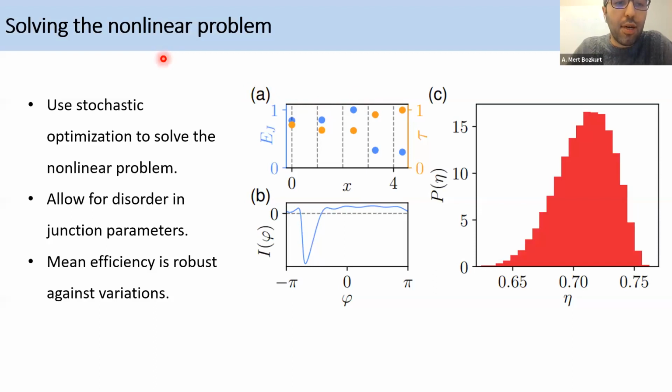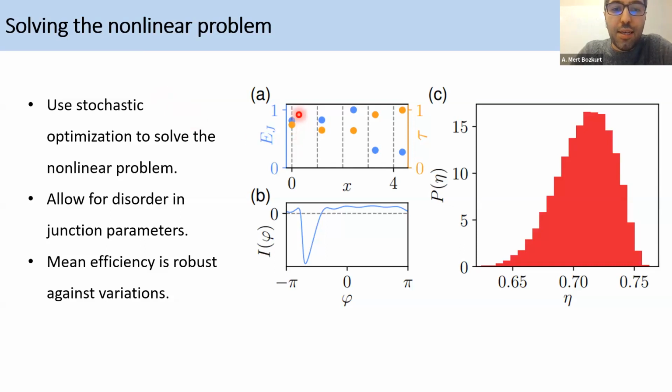So now, to solve the unconstrained problem, we use a stochastic global optimization and solve for all the EJs, taus, and arm positions such that it's giving us a different phase difference distribution.